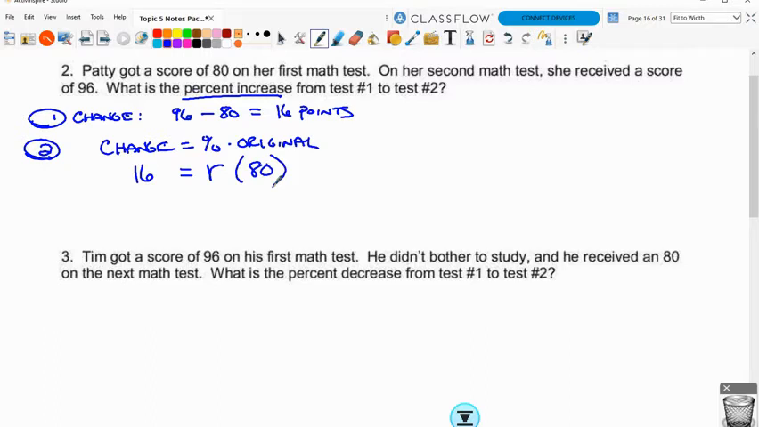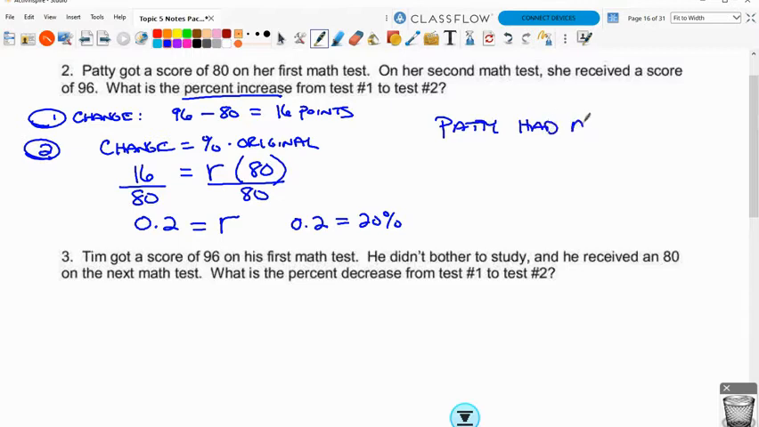Now let's calculate the value of R. R is on the right-hand side, but it's being multiplied by 80. So we're going to have to divide by 80 on both sides to get the value of R. On the right, 80 divided by itself is 1, leaving us with R. Punch in 16 divided by 80 into your calculator, and that's going to give you a decimal of 2/10. But again, we need to take this decimal and convert it into a percentage. 2/10 is equal, move the decimal place once, twice, to 20%. So we can say Patty had a 20% increase in test scores.